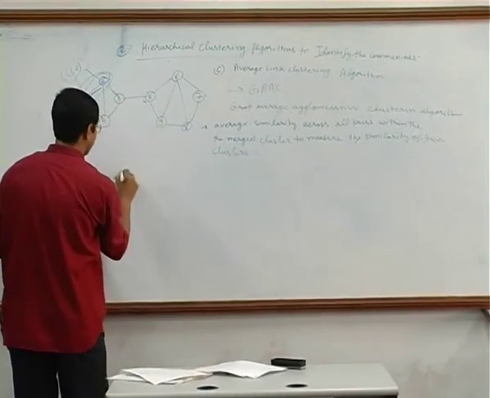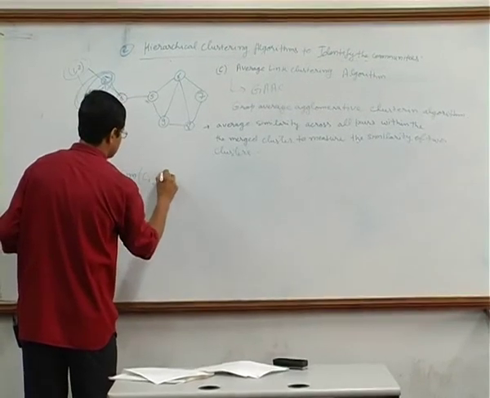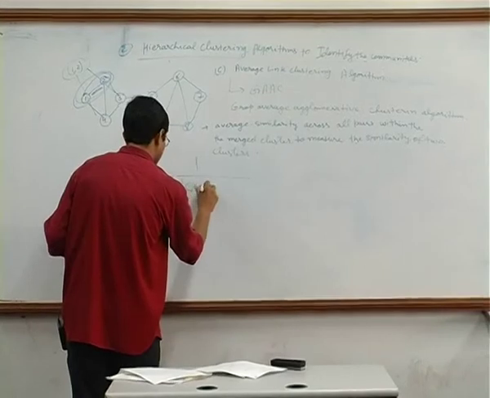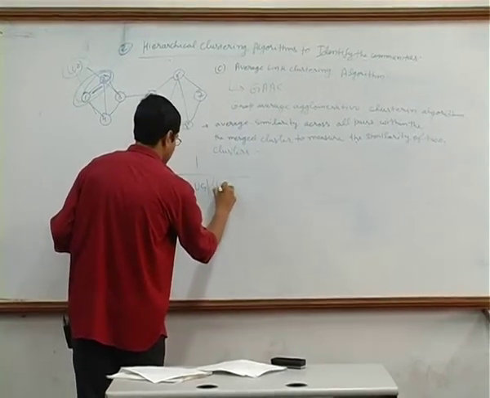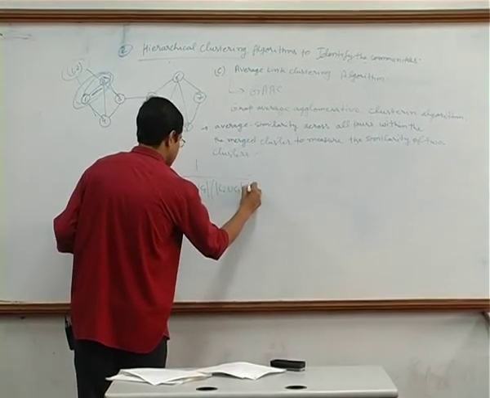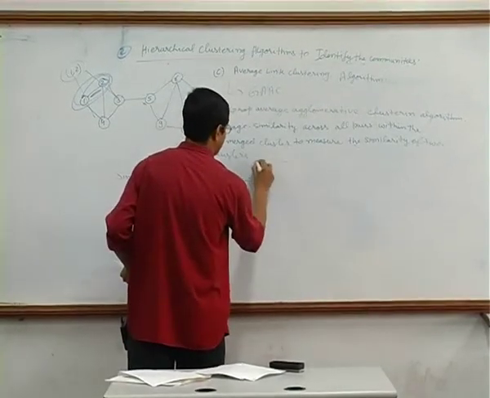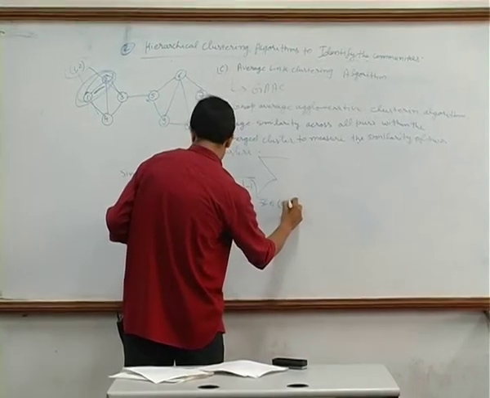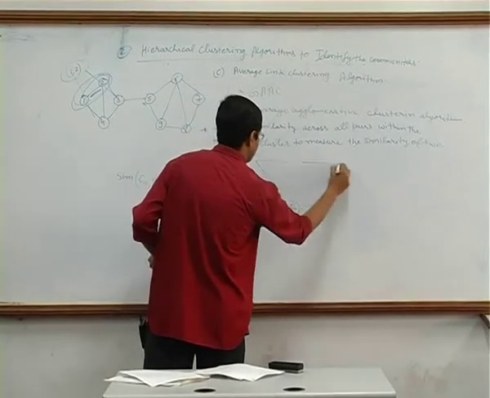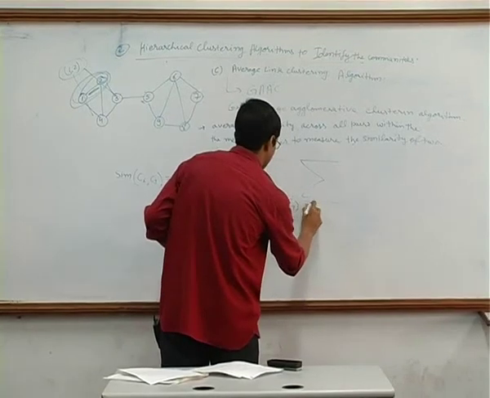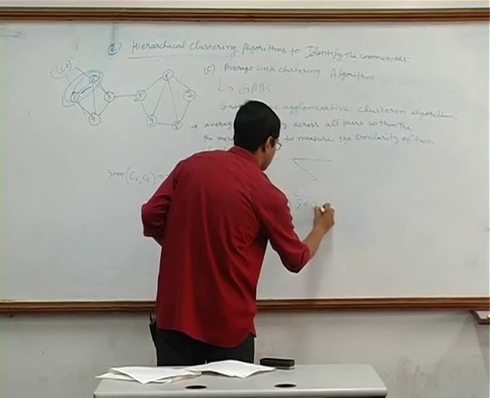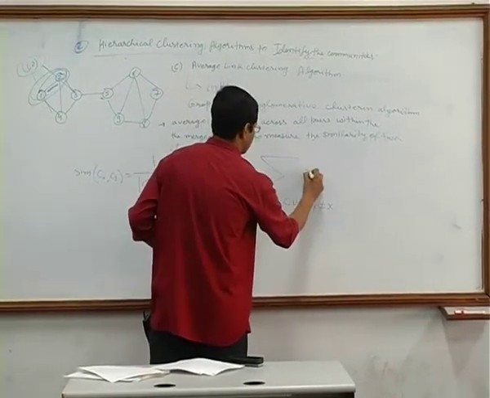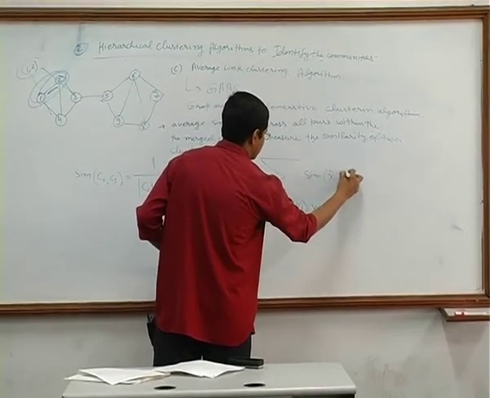The similarity criteria can be defined as: sim(Ci, Cj) = 1 divided by |Ci union Cj| times (|Ci union Cj| minus 1), summed over X a member of Ci union Cj and Y a member of Ci union Cj such that Y is not equal to X, of the similarity between X and Y.